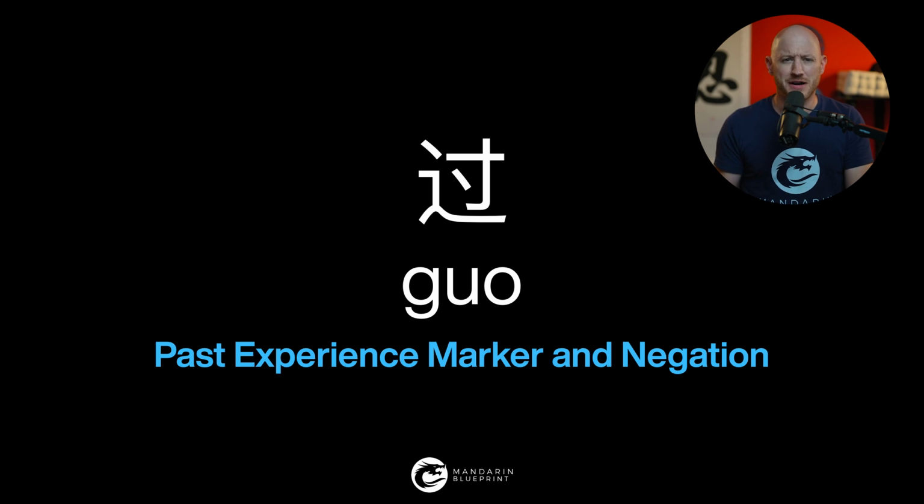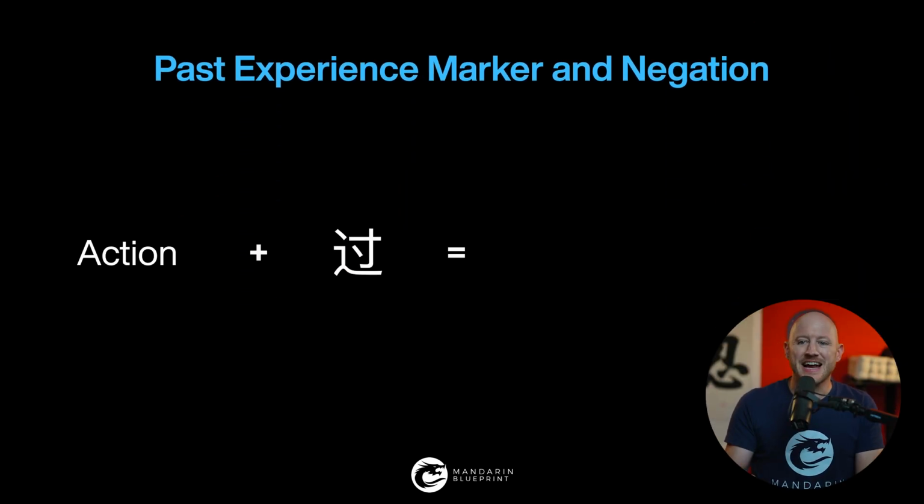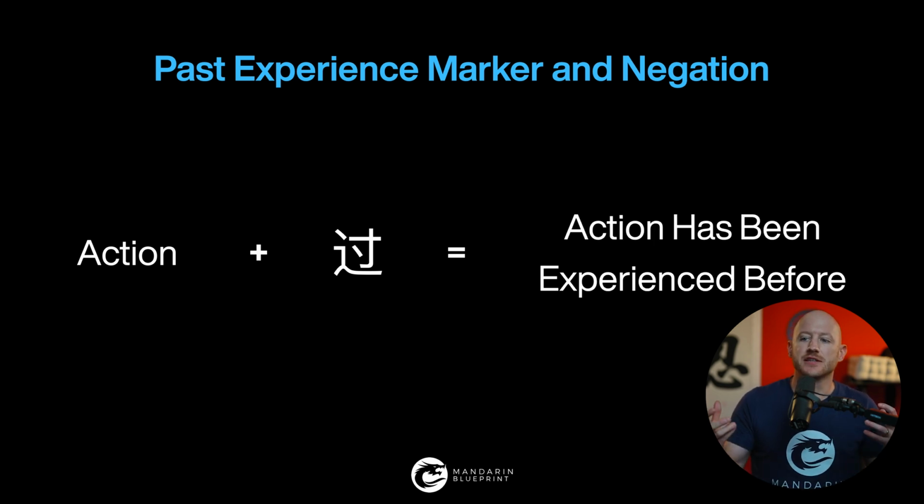So the past experience marker, like I said, it's kind of a pretentious way to say it. How about we just say whether you have or haven't ever done something? For example, I have been to China in my life. I've never been to Korea. So that's what we're talking about here. How do you express that in Chinese? Well, you want to take an action plus guo, and you get that the action has been experienced ever before. In other words, you've crossed that path.